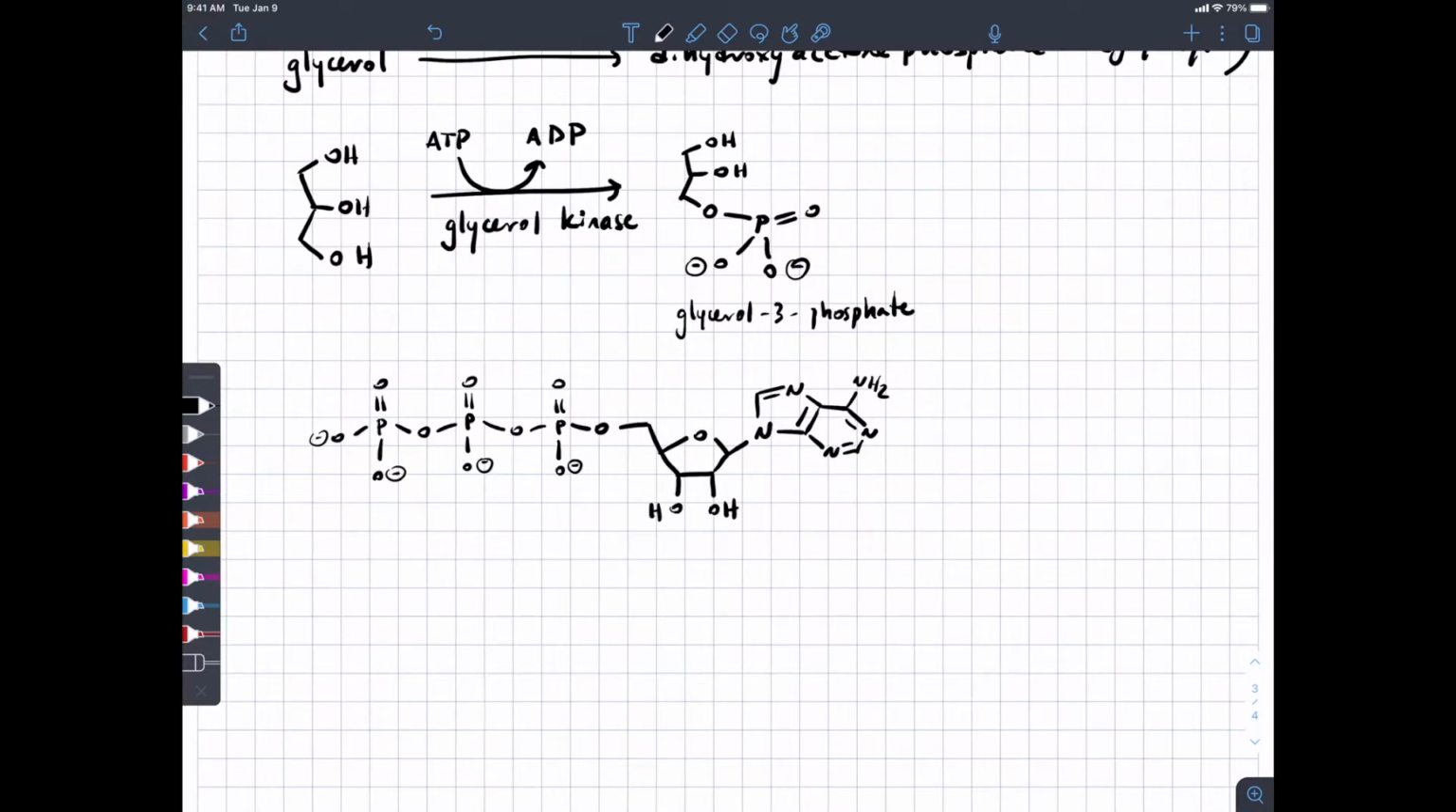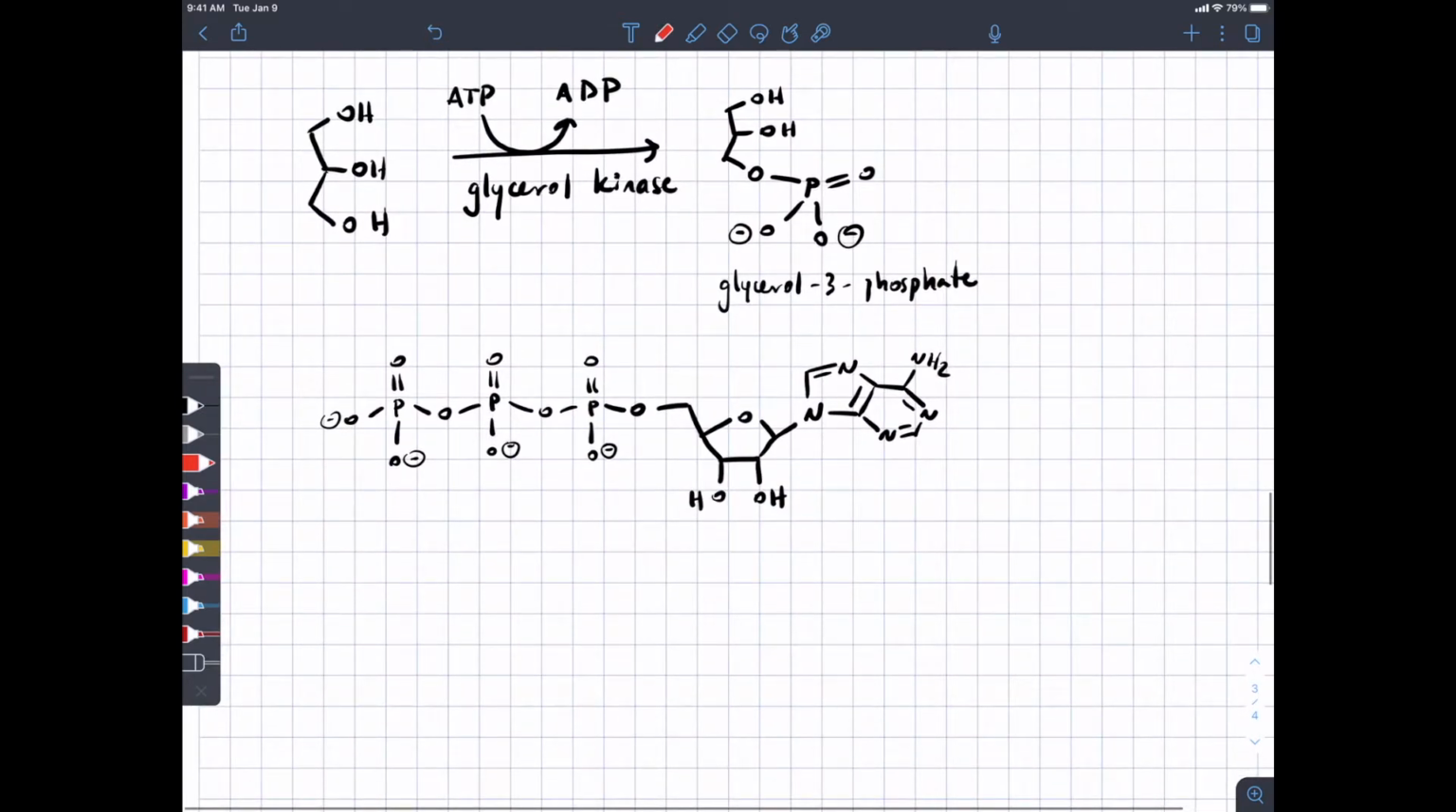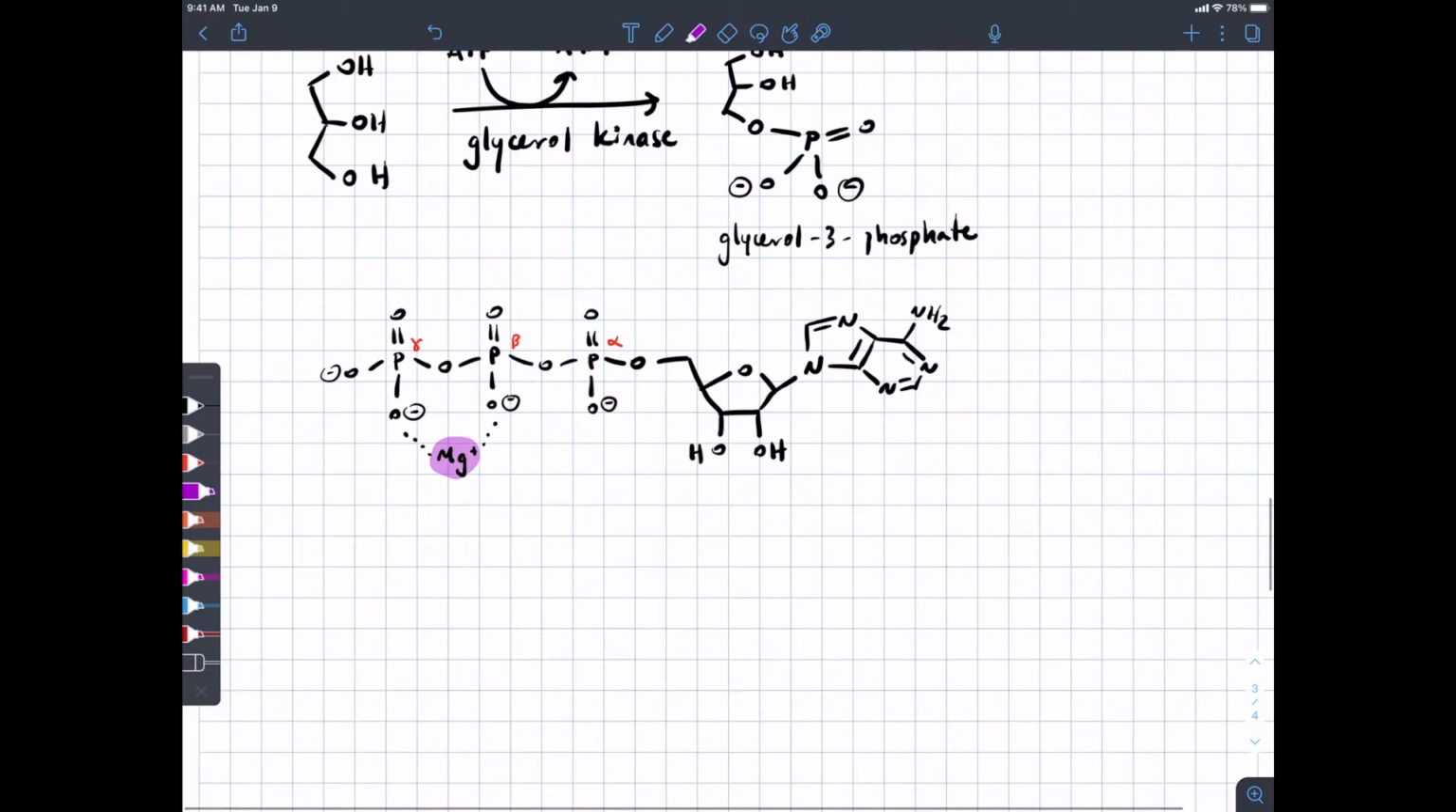Okay. So, and we've talked before about how we've sort of numbered these phosphate groups alpha, beta, and gamma. I will point out that often magnesium is a counter ion for these negatively charged phosphate groups. And in many cases, magnesium makes the chemistry a little bit easier.